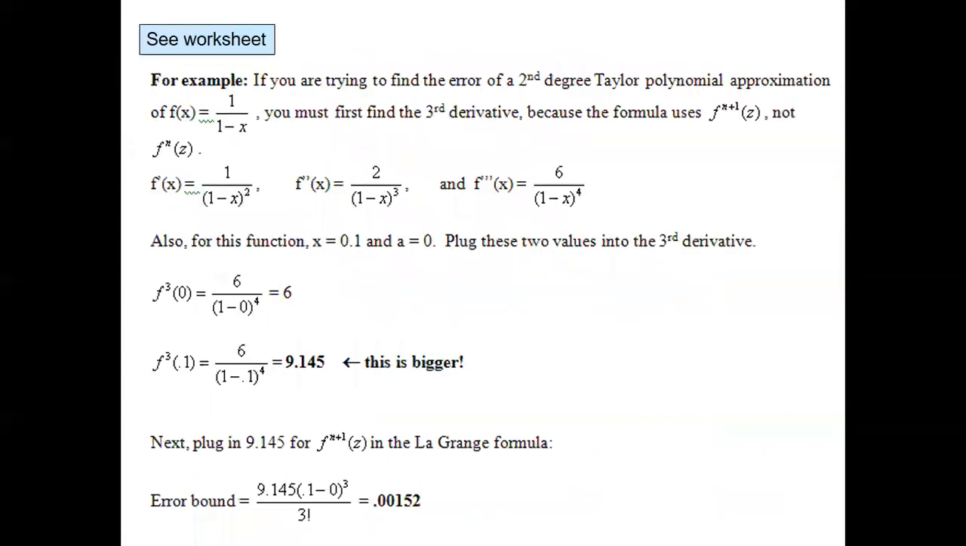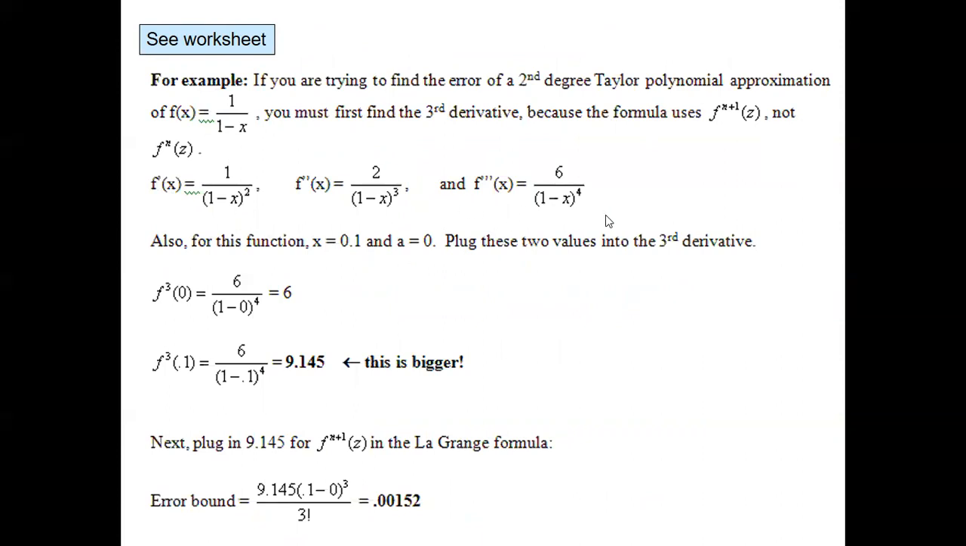So let's look at another example. Let's see what's happening here. We're trying to perform a 2nd degree Taylor polynomial approximation of 1 over 1 minus x. So here's our nice geometric series again. I'm going to go to the 2nd degree, which means I have to go to the 3rd derivative, the n plus 1 derivative. So I'm going to take 3 derivatives here.